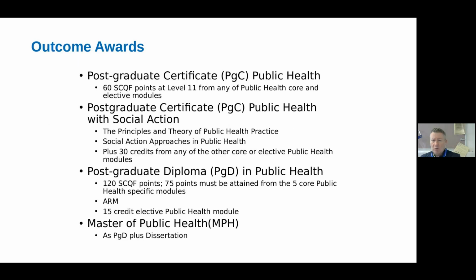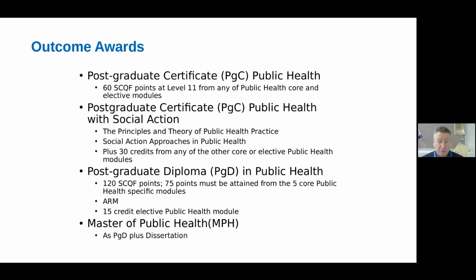So looking at the outcome awards, obviously we are the Master of Public Health programme. And for that, that would be your overall achievement that you're looking for. However, you can leave with different awards if you wished, or if you failed a module after 2 attempts. At each level 11 module, which you're studying at master's level, you have 2 attempts at the assessment. After that, you have no further attempts, although there are some appeal processes you can go through, but usually you would only have 2 attempts.